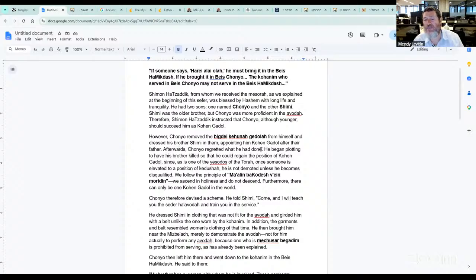Afterwards, Chunya regretted what he had done. He regretted that he yielded. His father gave him the high priesthood. He was younger than Shimi, but now he regretted that he made Shimi the high priest. This is a machlokes. In the Gemara of Menachos, there are two opinions of what happened. The Rambam is taking this opinion.